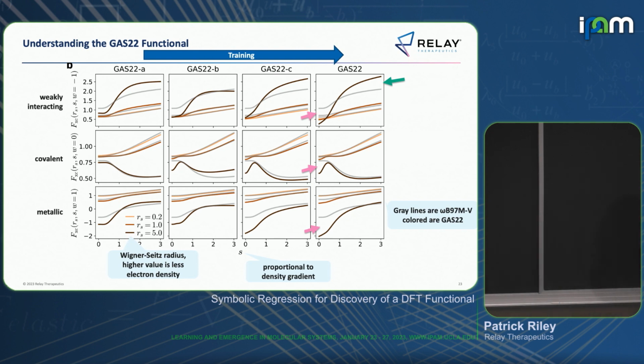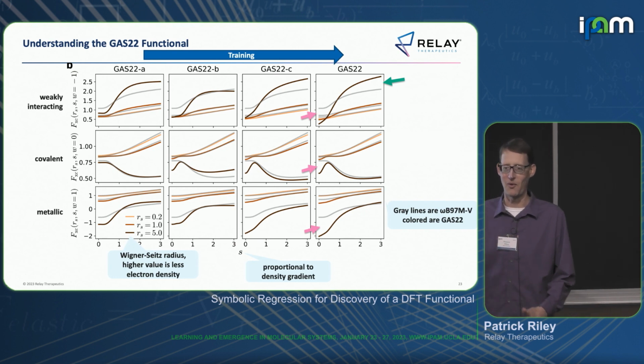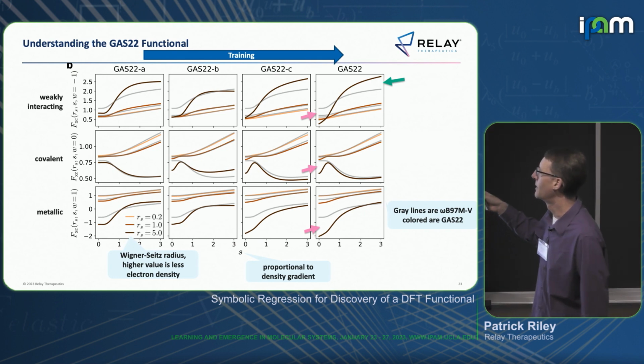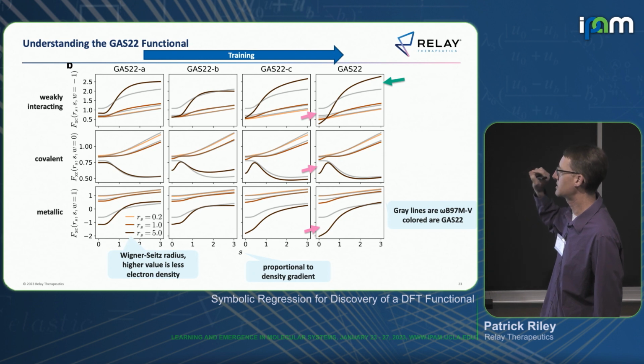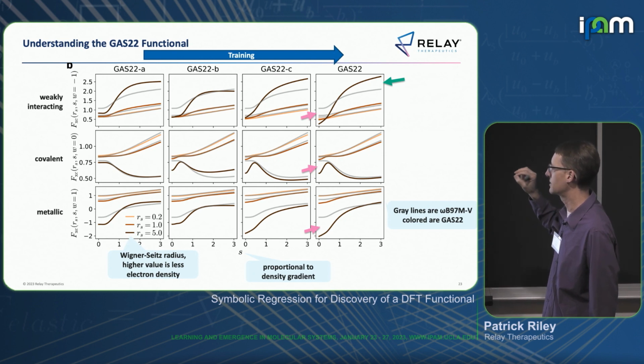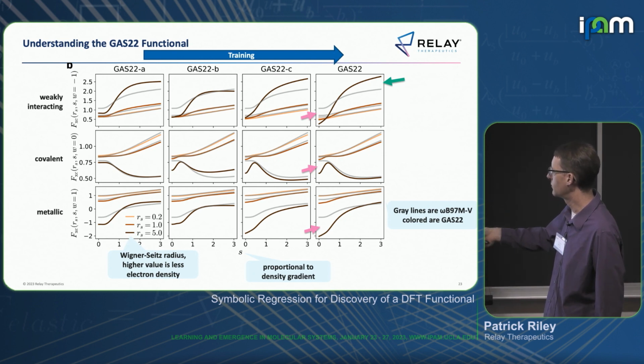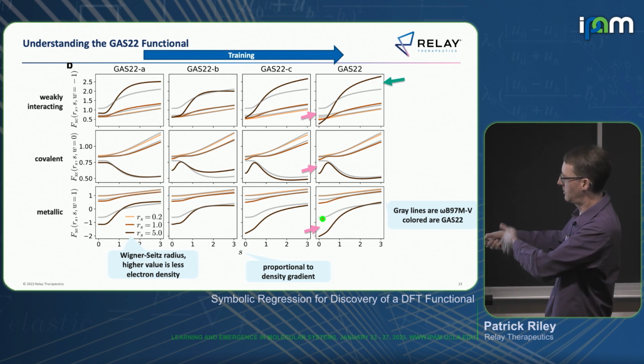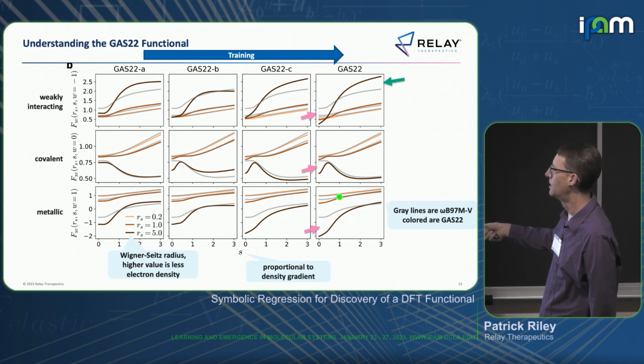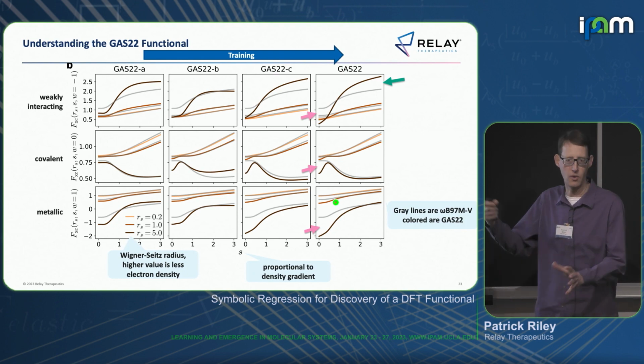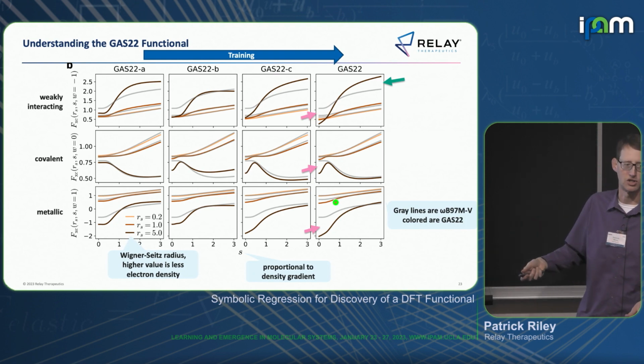Let me just look at time. Okay, let me just say two things here. So now, if you're curious, how is this functional different than where we started? There are several things going on in this plot. Let me not explain all the details of the plot. I'm just going to highlight the things that are different. The important thing is that the gray lines here are the functional we started with, and the colored lines are the gas22 functional. If we just focus on that right-hand column in a couple different places, this is one way of viewing what the functional is.